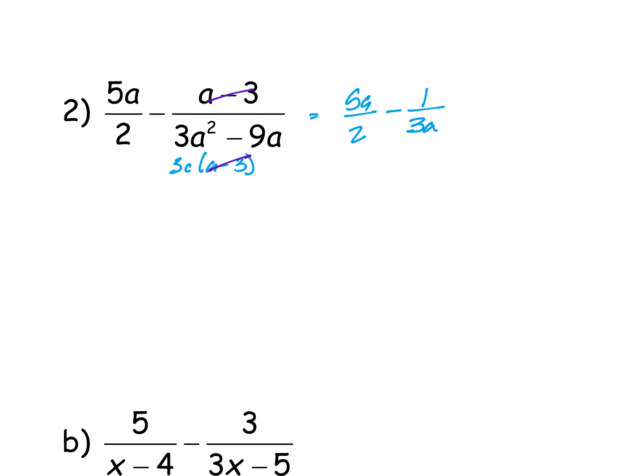So now my common denominator becomes, what is my common denominator? 6a. So I'm going to multiply this one by 3a and this one by 2. And I'm going to get 15a squared minus 2. Done. It was much easier multiplication. And I didn't have to simplify later.